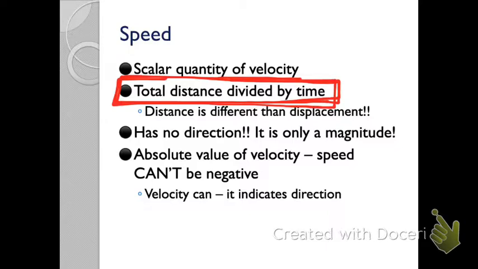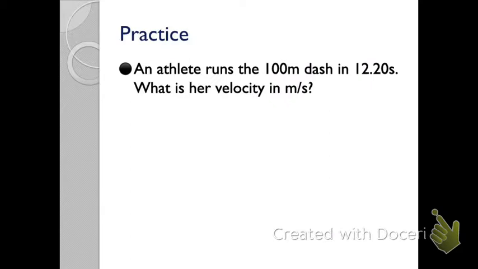Okay? That's why in your car it's called a speedometer, not a velocityometer. Right? Because your speedometer can't tell you direction, and it tells you exactly how fast you're going right now. Right? Try this one on your own, and then we will move into our assignment.